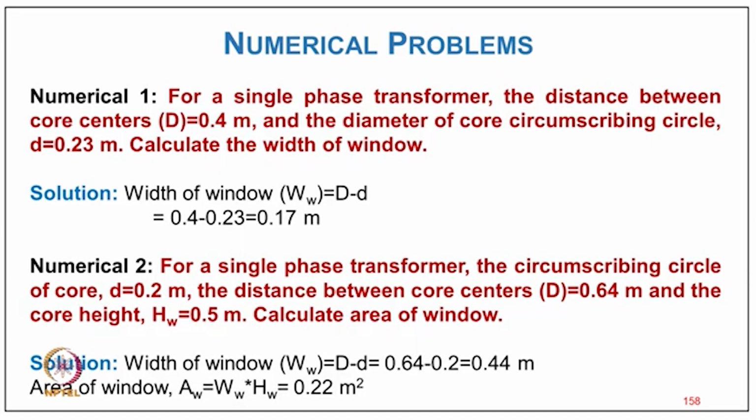Numerical 2. For a single phase transformer, the circumscribing circle of the core d equals 0.2, the distance between the cores is 0.64 and the core height is 0.5. Calculate the window area. The solution is: the width of the window is D minus d, so 0.64 minus 0.2, 0.44, and the area of the window is W into Hw, that is 0.2 into 0.5.